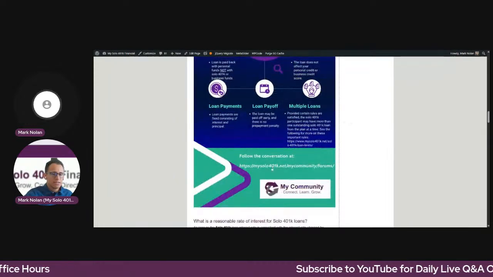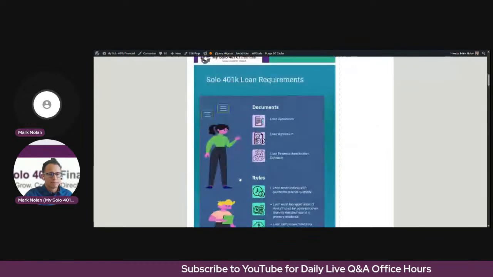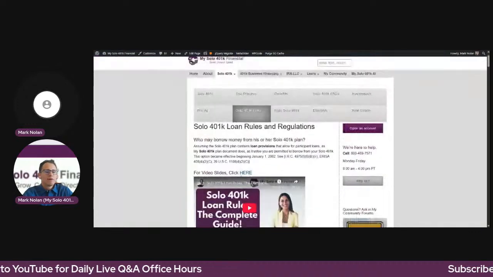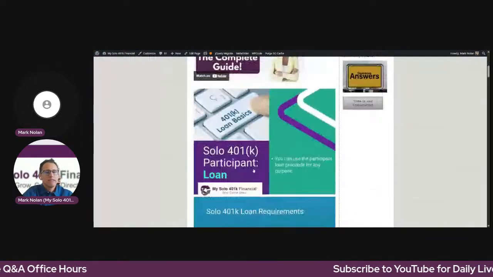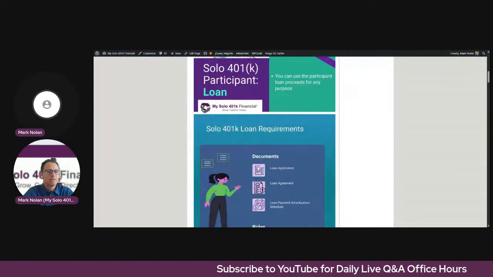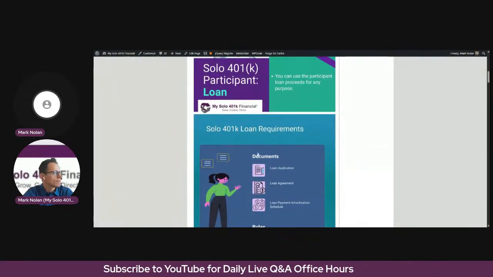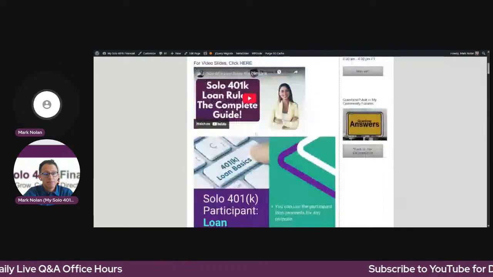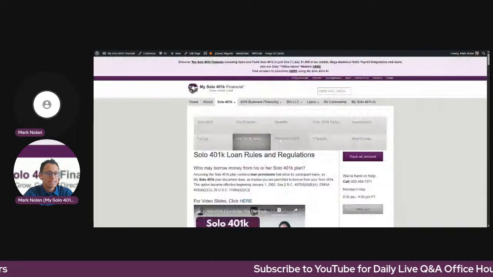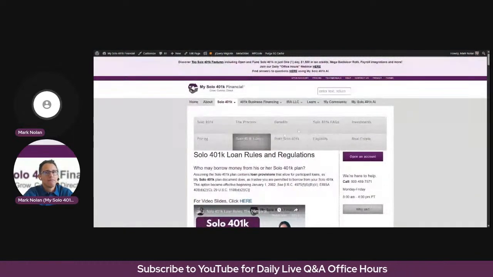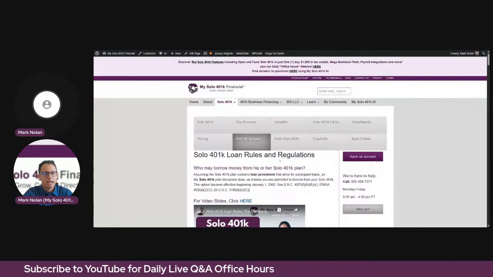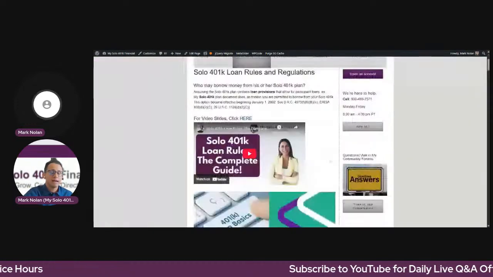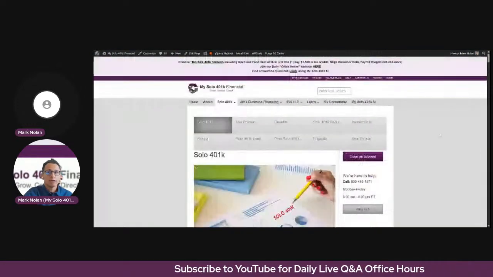Okay, so that's how the solo 401k participant loan works. When you utilize a solo 401k from My Solo 401k Financial and you use Fidelity Investments to hold those self-directed solo 401k funds, what Fidelity Investments refers to as investment only non-prototype brokerage accounts, that works because the Fidelity Investments solo 401k does not allow for loans, but the self-directed solo 401k from My Solo 401k Financial does. And many of our clients have the capability to use Fidelity Investments for the solo 401k that we offer.